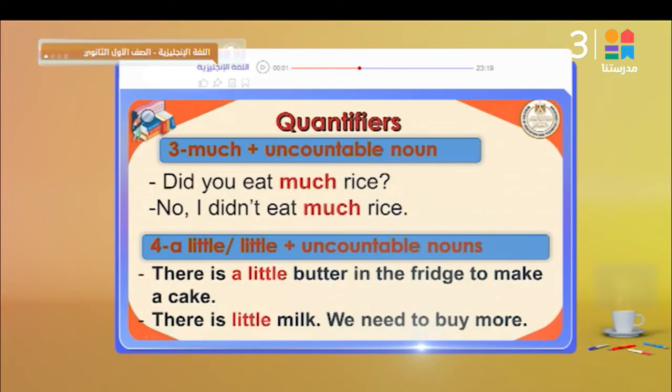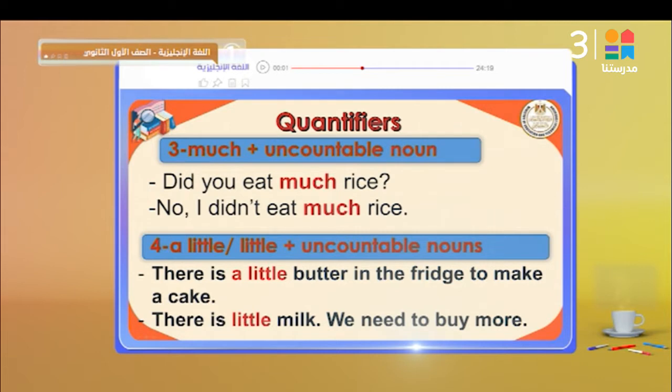What about uncountable nouns? We use much or little. So we can say, did you eat much rice? No, I didn't eat much rice. Or we can use little or a little. Again, the difference between little and a little is the same. There is a little butter in the fridge to make a cake. It's not a big amount of butter, but it's enough to make a cake. But when I say there is little milk, we need to buy more, it means the milk is not enough.